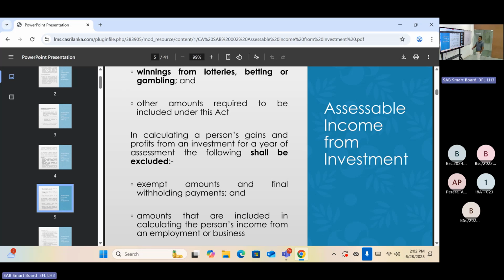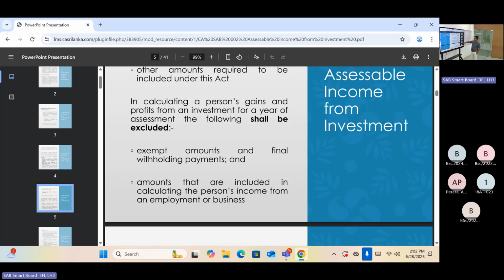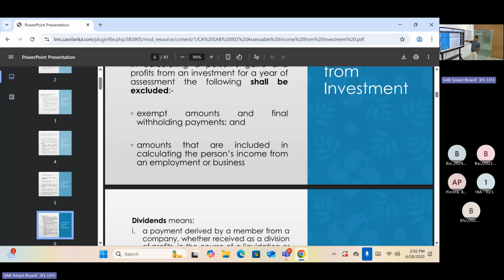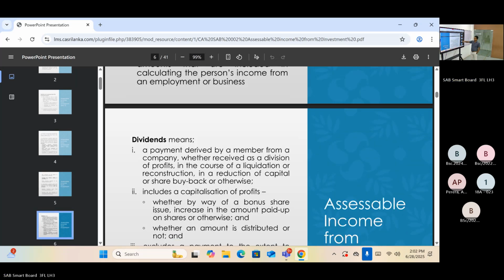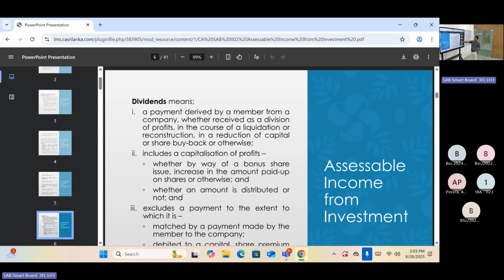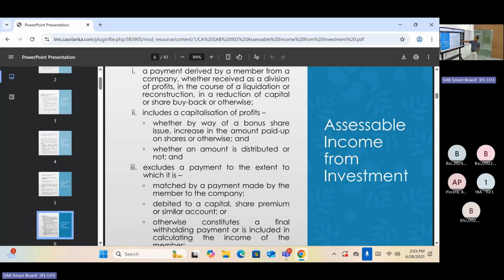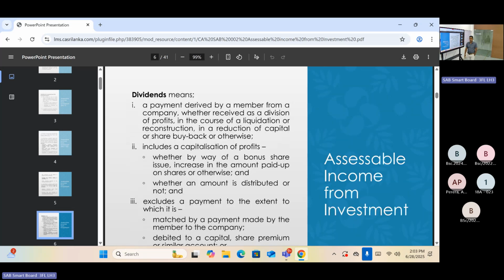Amounts that are included under employment and business are also not part of investment income. Thereafter, they are giving definitions for the elements of investment income. Right? It says dividend. What is meant by dividend?